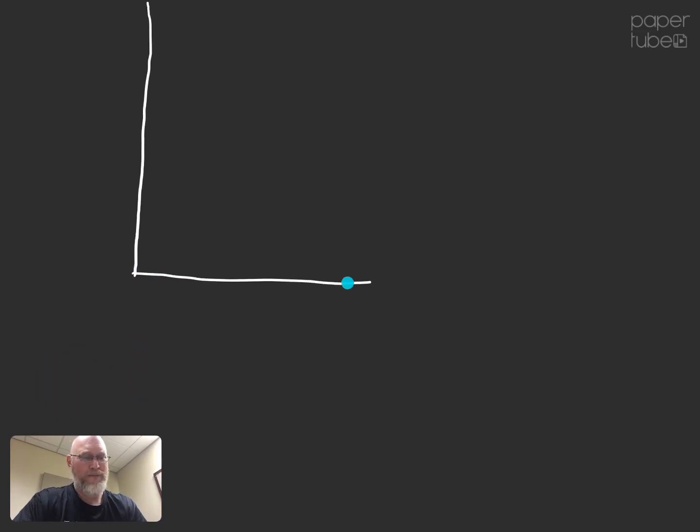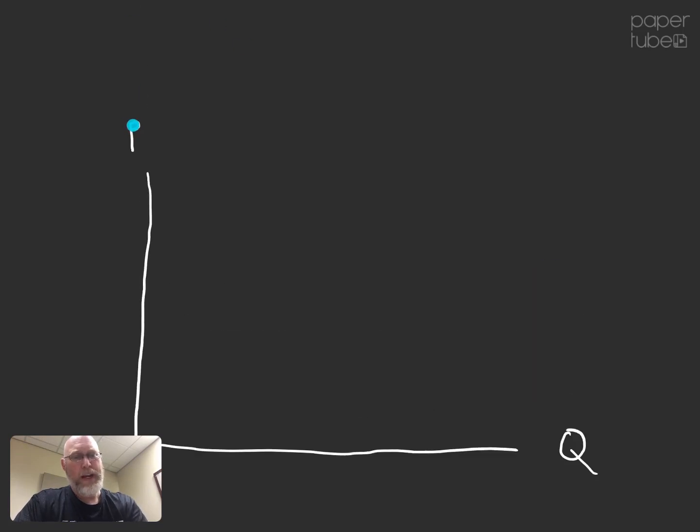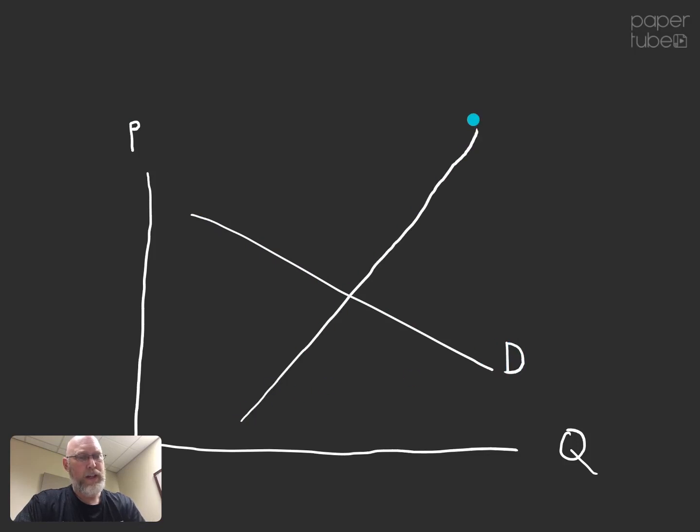Alright, so let's pick up where we left off the last time. The last time we had a diagram that looked a little bit like this right here, which is kind of how all of our diagrams look, so no surprise there. And that diagram had a demand curve and a supply curve, and we had an equilibrium price.